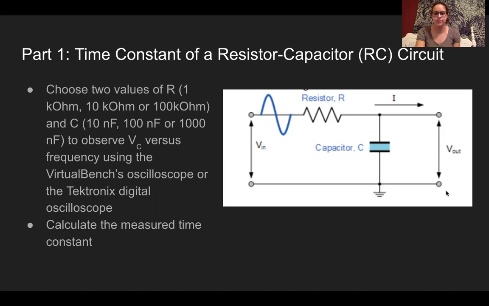So here is a picture of the two circuits that will be constructed. You want to make sure that the signal lead of the function generator is hooked up to the resistor and that the ground lead of the function generator is hooked up to the capacitor. Once you measure the voltage versus the frequency, you will calculate the measured time constant and compare those to the calculated time constants that you did for each of the circuits.